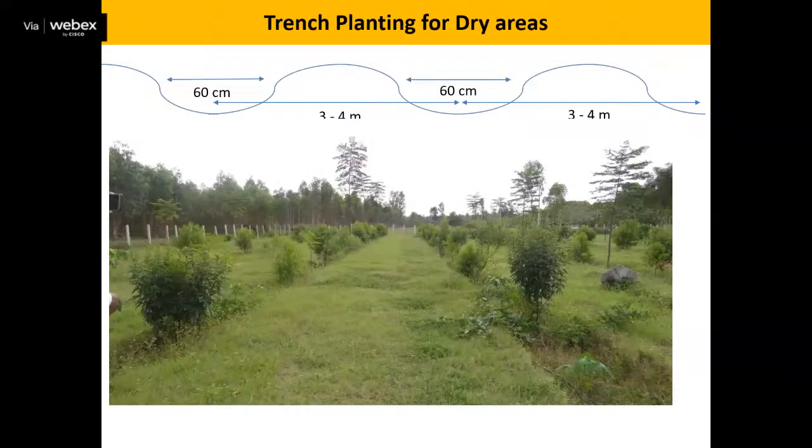And this trench planting is applicable in dry areas, where you get very low rainfall. In those areas you can adopt trench planting. Even if you get less rainfall, it helps to conserve the water.